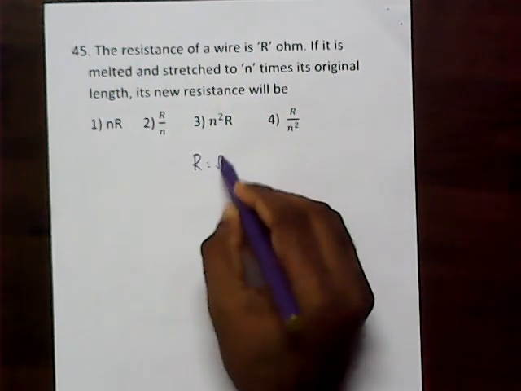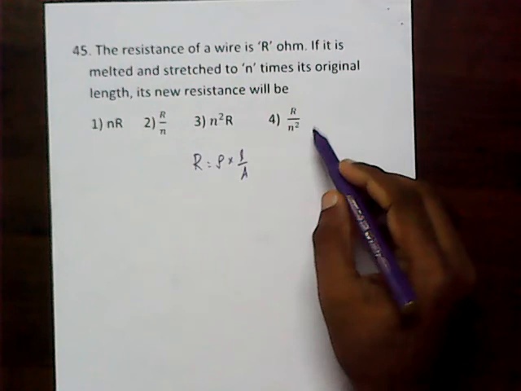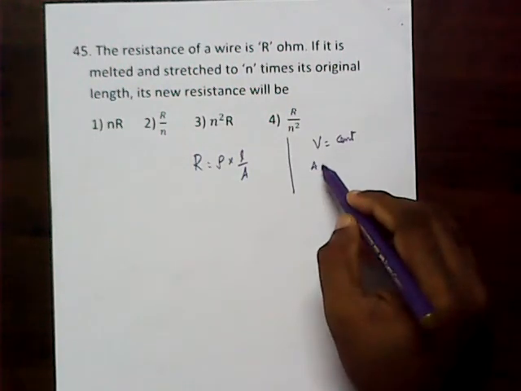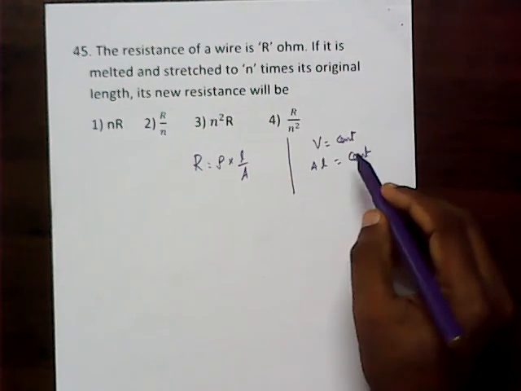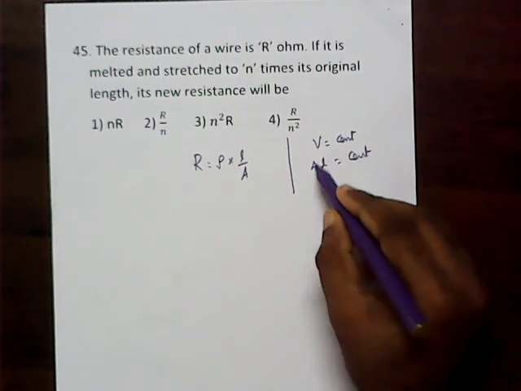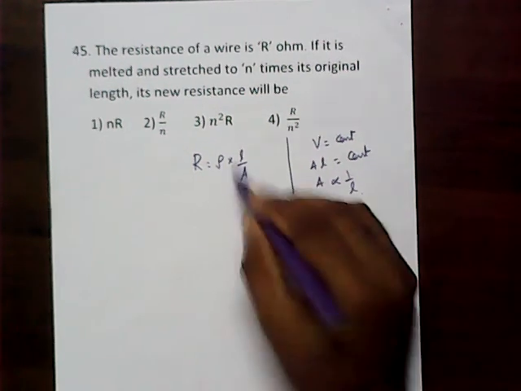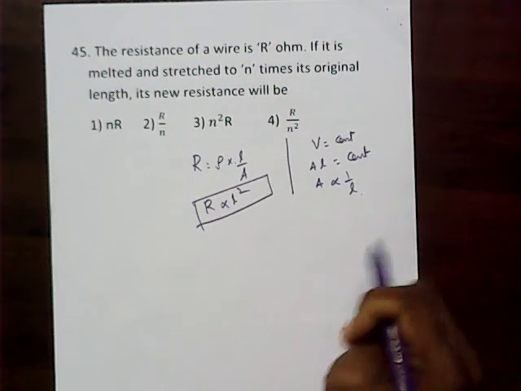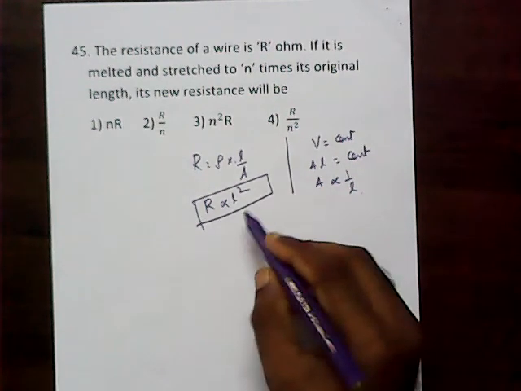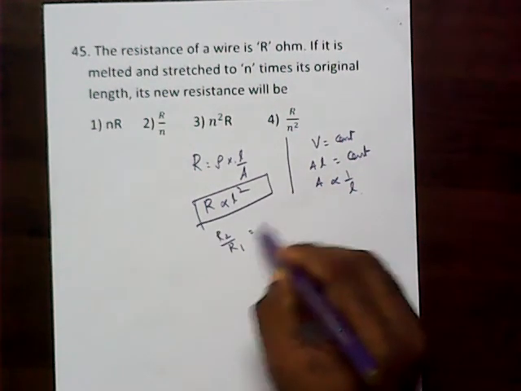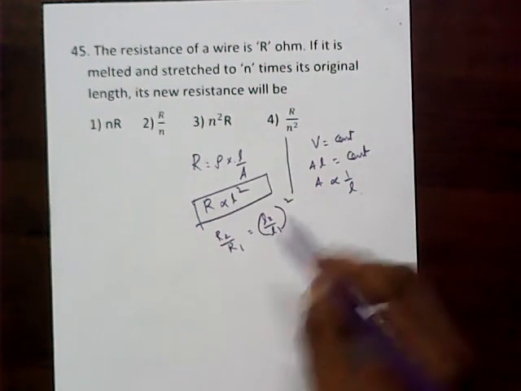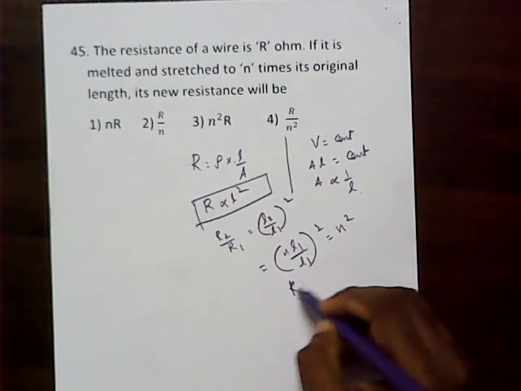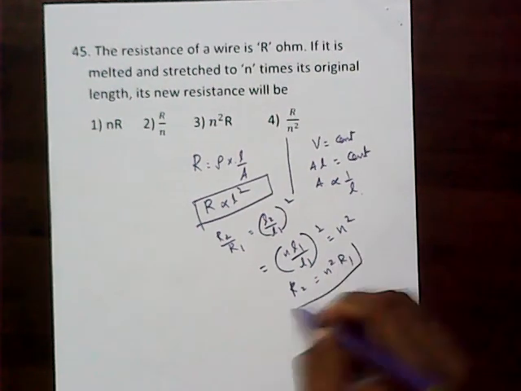We know R equals rho into L by A. If the stretching is treated as volume constant, that means A into L is a constant. So we can say A is proportional to 1 by L. That means R is proportional to L square. It is a very important concept. So for the two cases, we can write R2 by R1 equal to L2 by L1 the whole square. Here L2 becomes n times L1. So you get the value R2 equal to n square times R1.